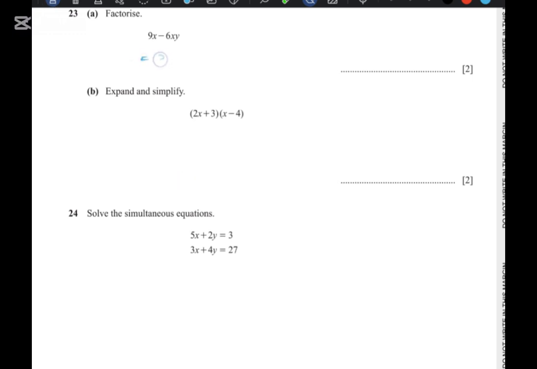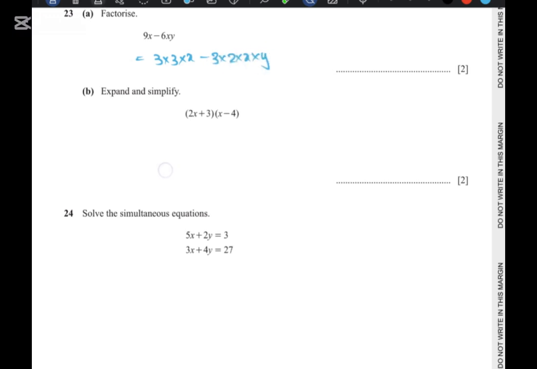Let me write 3 into 3 into x minus 3 into 2 into x into y. So if I take 3x common, I will write that outside the bracket, and here the first term will be 3 and the second term will be 2y. This is the answer. 3x(3 minus 2y).